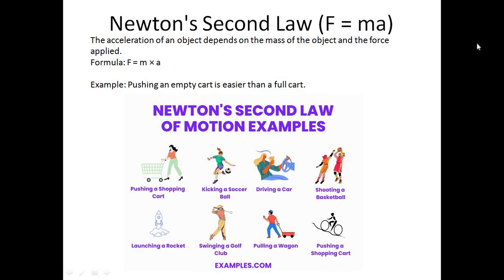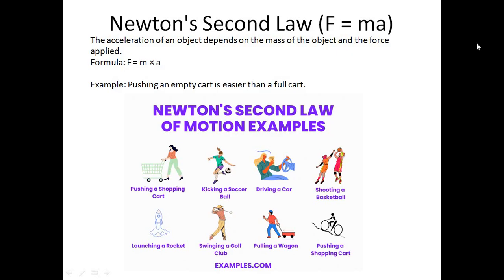Then shooting a basketball is another example. Launching a rocket is a best example of Newton's second law of motion. The more thrust there is, that thrust is most important, and that thrust is responsible for moving the rocket in the upward direction, right? Then swinging a golf club, pulling a wagon, then pushing a shopping cart again. So these are the basic examples of Newton's second law of motion.